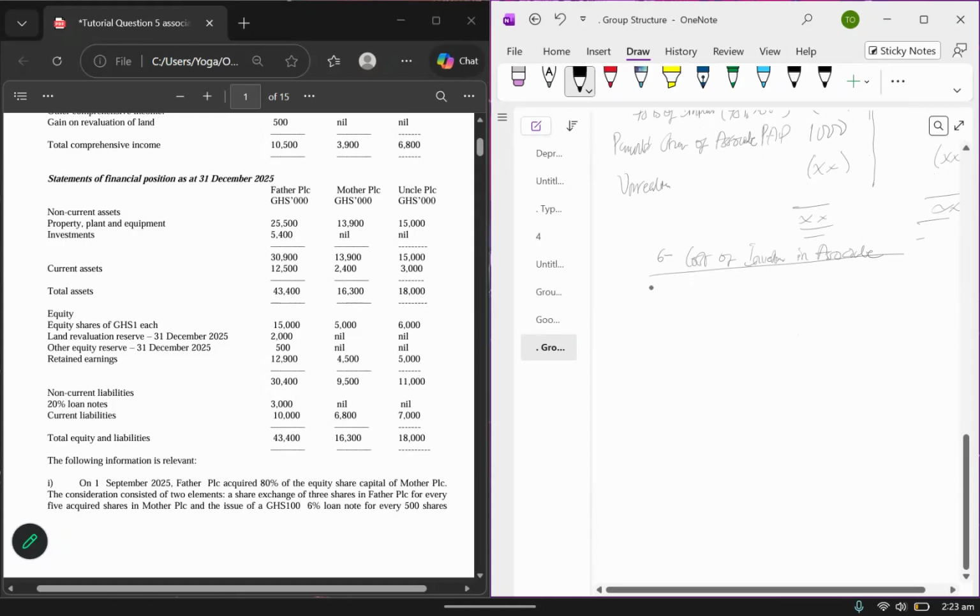bring how much you invested in the associates. Let's say the cost of investment in associates is, let me say, 7,000. Okay, the number of shares that you acquired, the 40% or less than 50%, how much did you pay for it? 7,000. And then the parent's share of the associates' profits, the one you brought up here, you come and add that. If there is unrealized profit, you subtract. Okay.